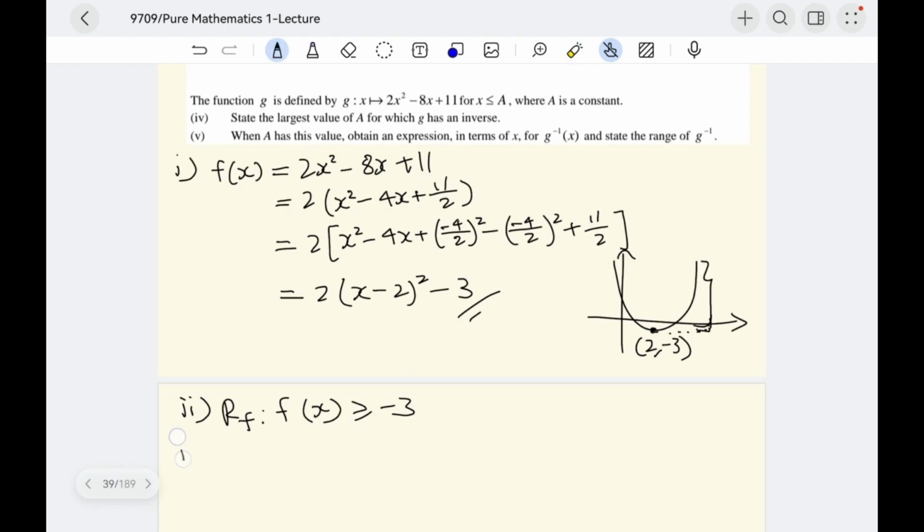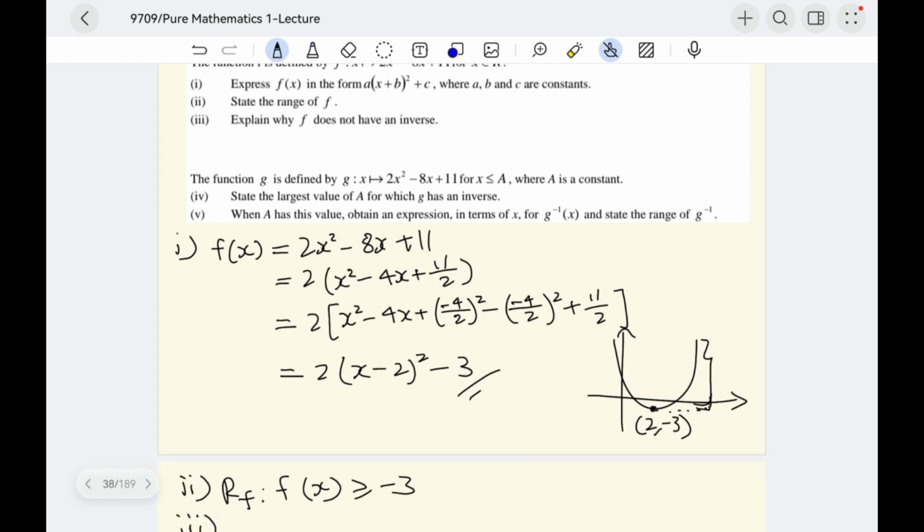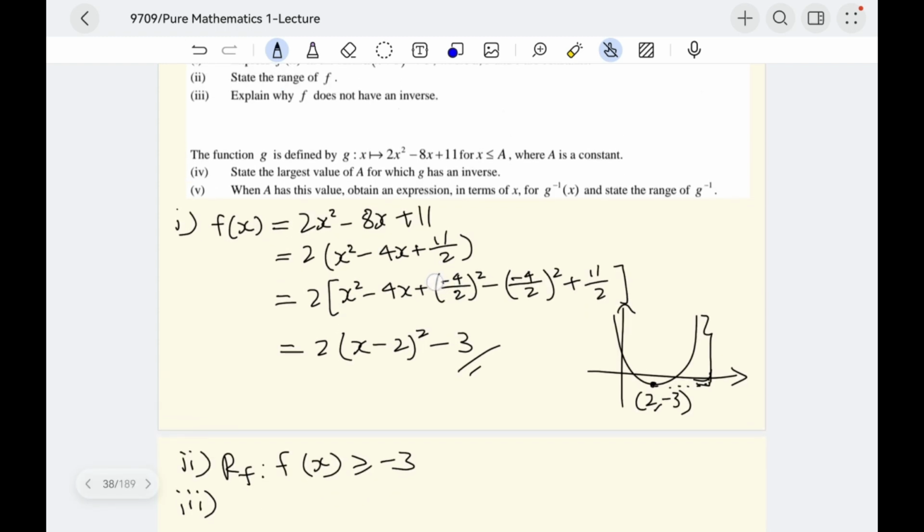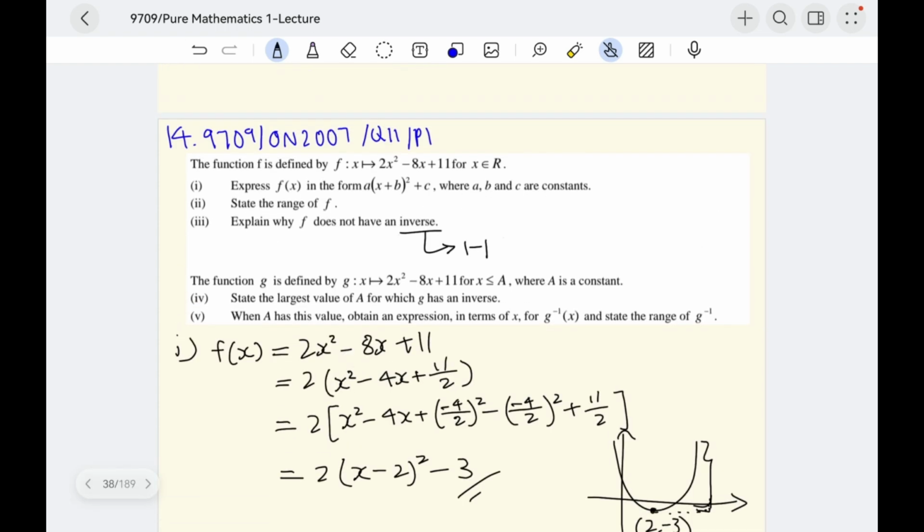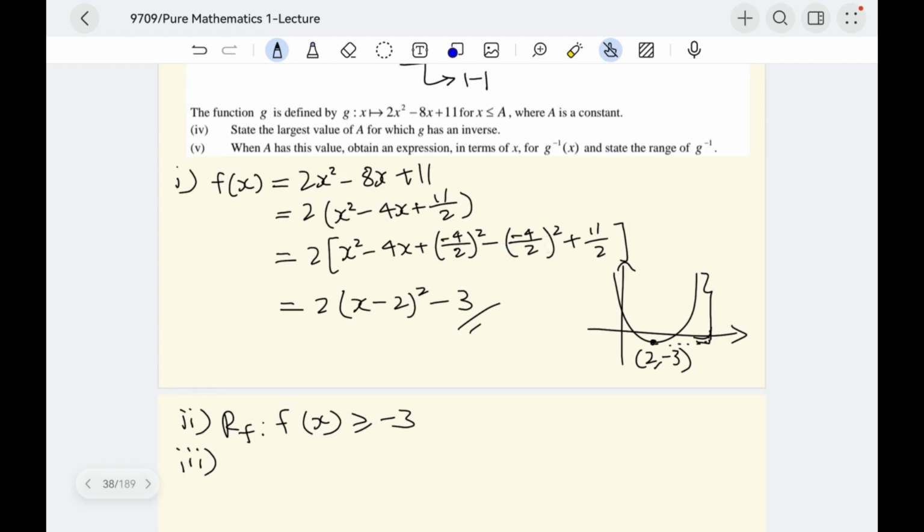So let's take a look at the third part. Explain why f does not have an inverse. So what is the condition for an inverse function? The condition for an inverse function is that it is a 1-to-1 function. A function is a relation that consists of 1-to-1 or many-to-1. So the function f is a many-to-1 function, right?